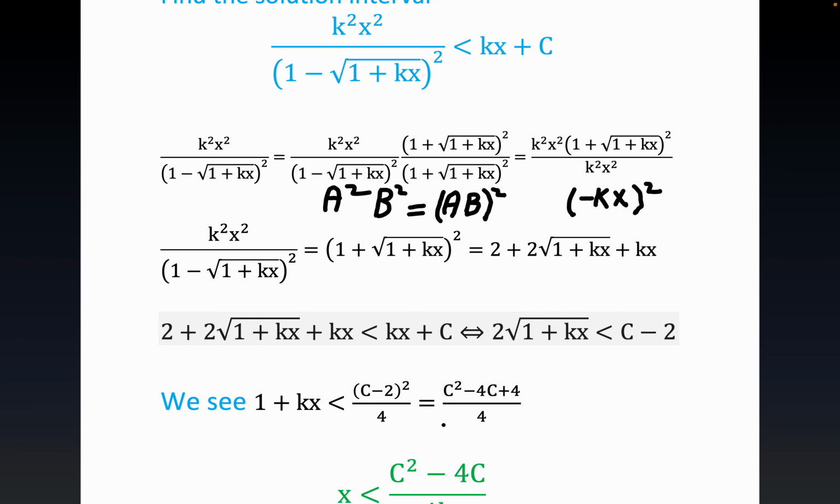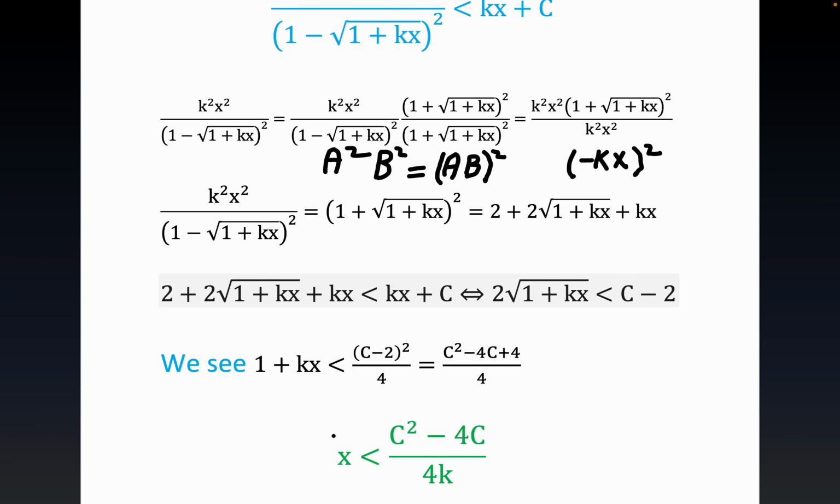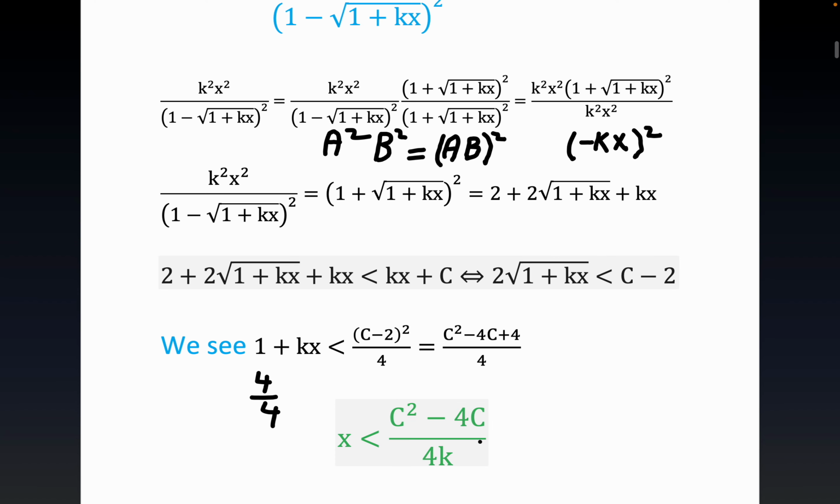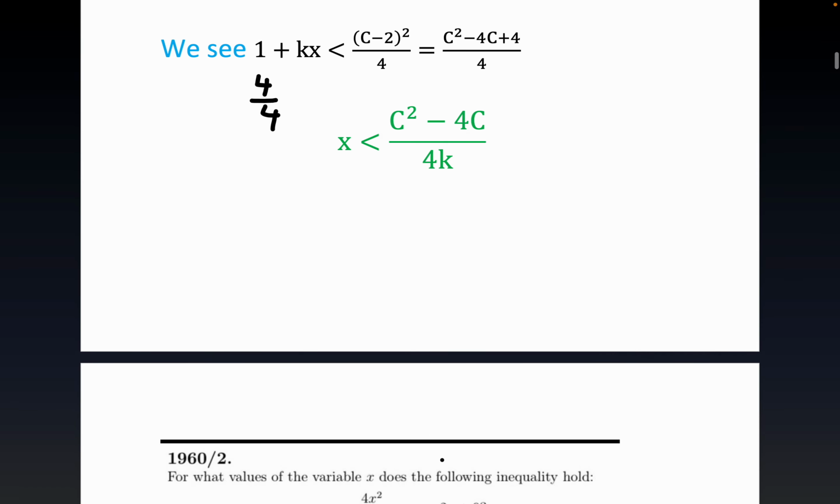Now, this is probably almost insulting, but 1 is the same thing as 4 over 4. So when you subtract 1 from this side, the 4 over 4 goes away, and you divide by k, and you get x is less than this expression right here. And so we have everything in terms of the constant c on the right-hand side, and then the constant k. Now let's look at that IMO problem and see how that works out.